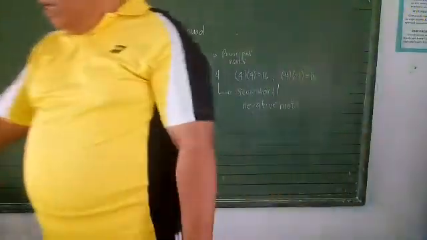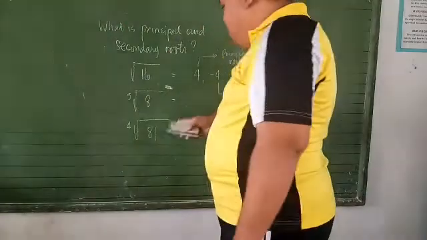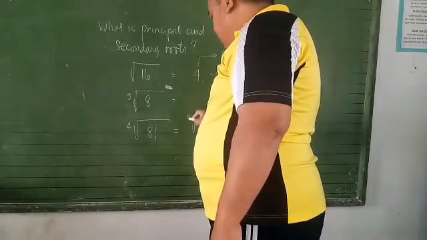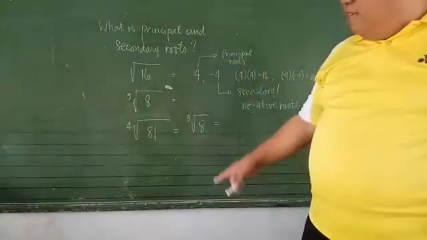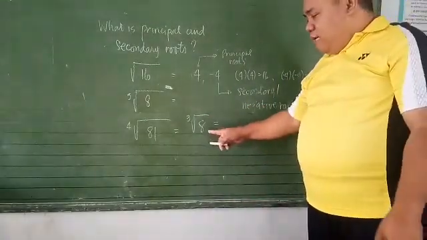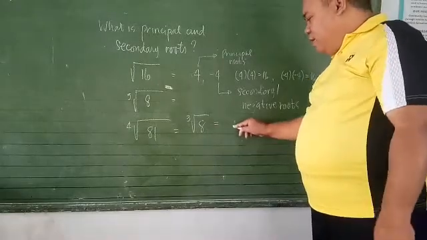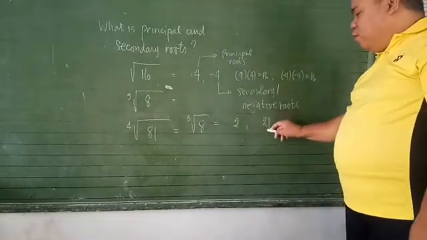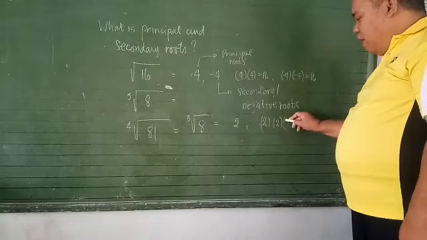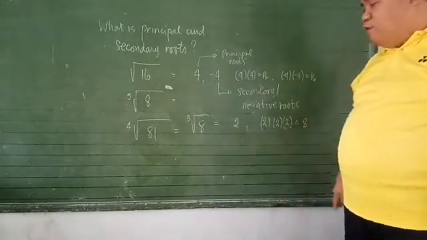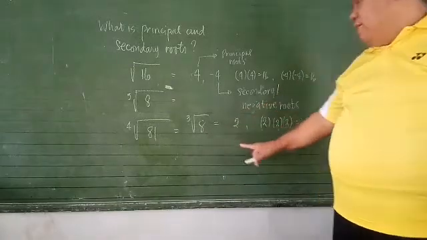Now, what about the second number, which is the cube root of 8? Remember, the index here is 3, which is an odd number. So we can say that the cube root of 8 is 2. Kasi po, if we multiply 2 times 2 times 2, it gives you 8. So therefore, the cube root of 8 is 2.